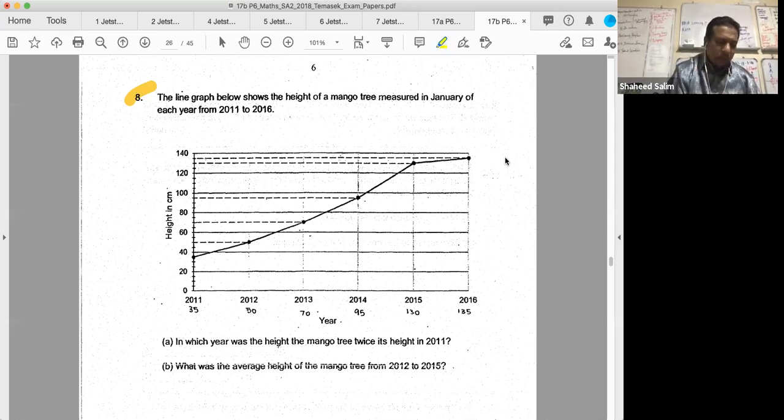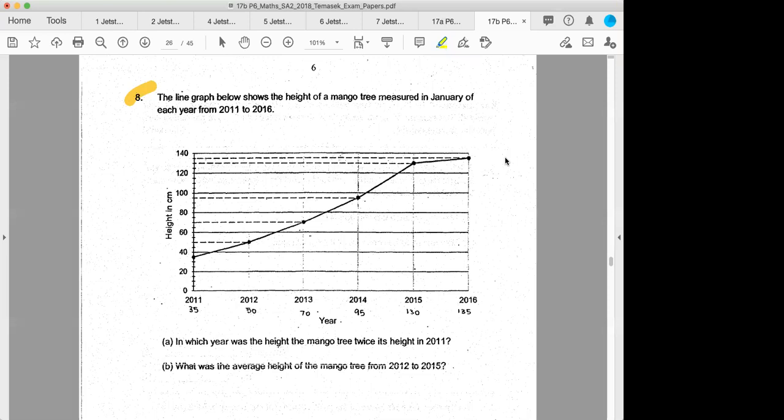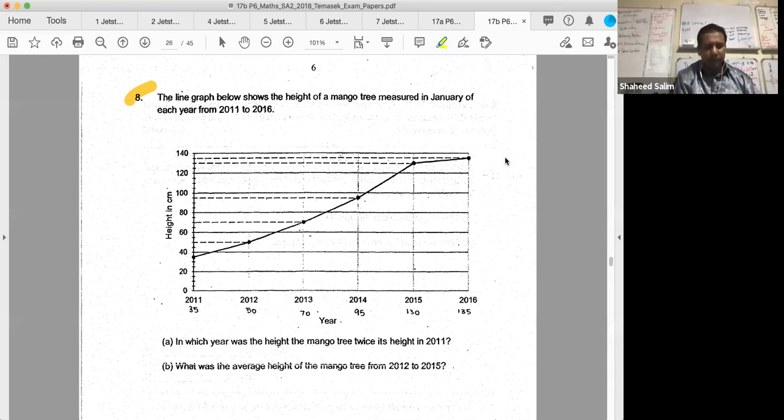B, the answer is a decimal. It's okay, you can use a calculator. Remember, you don't need to use pen and paper. For A, the answer is 2013. Okay, B. Wait.